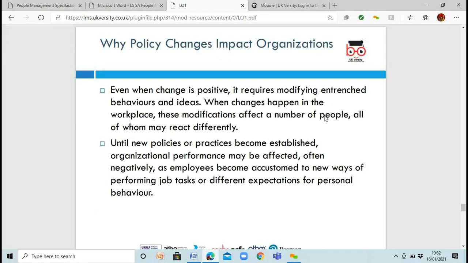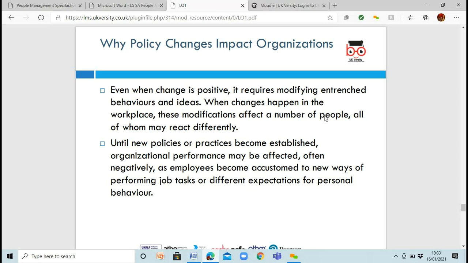And now we're going to look at why do policy changes impact organizations. So policy changes can actually be quite difficult. So even if they're positive changes, it can take a lot of time for modifications to be made within the workplace. It also takes time to get used to these changes and adapt to them. So on top of that, people may actually react differently. So some might really love that we're having a different change within the workforce. But then there's others who might find it really difficult to adapt.